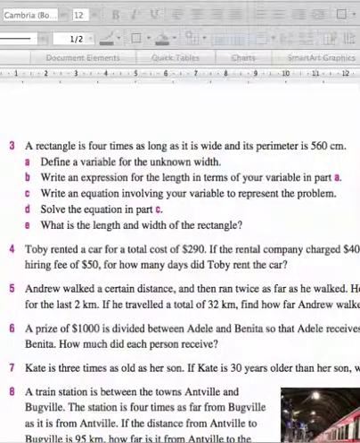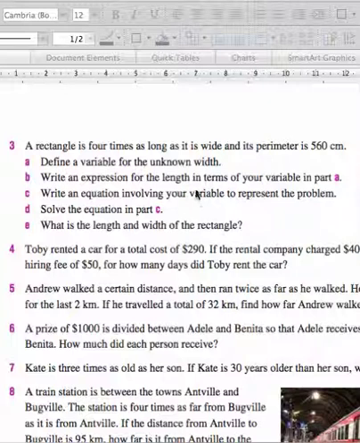Now with our next question, I'm not going to follow each of these steps. I'm just going to do it in my own way, but by doing that, I'll be following all these steps. The first step, 3A, says define a variable for the unknown width. So before we start, let's read the problem. A rectangle is 4 times as long as it is wide. Now that sounds really confusing, so we'll have to get our head around that. And its perimeter is 560 centimeters.